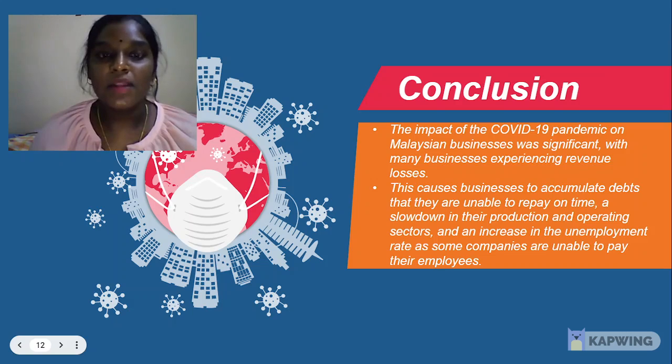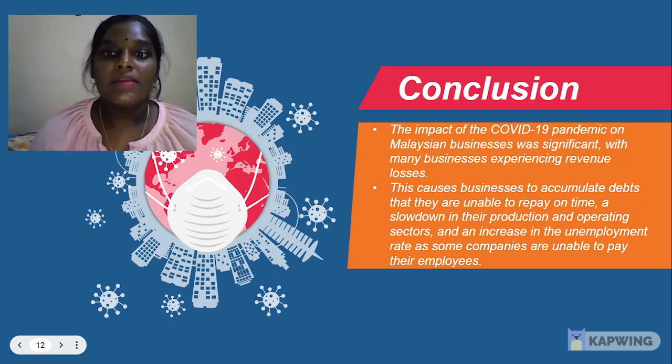In conclusion, the impact of the COVID-19 pandemic on Malaysian businesses was significant, with many businesses experiencing revenue losses. This causes businesses to accumulate debts that they are unable to repay on time, a slowdown in their businesses, and an increase in the unemployment rate as some companies are unable to pay their employees. During the pandemic, all of these factors contributed to an increase in the number of corporate bankruptcies.